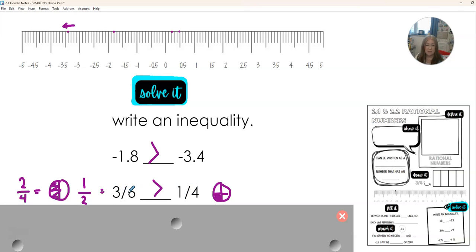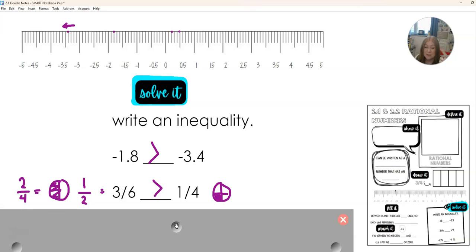So 3/6 is greater than 1/4, or we can read it backwards. 1/4 is less than 3/6. So pictures, common denominators, your number line, all of those are great strategies to use to compare those rational numbers.